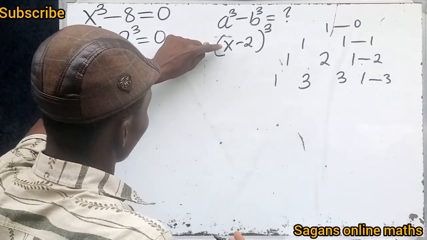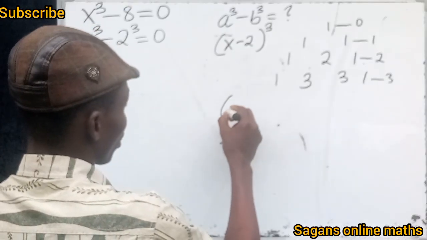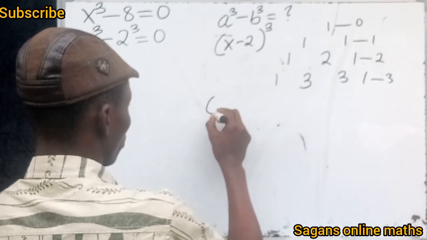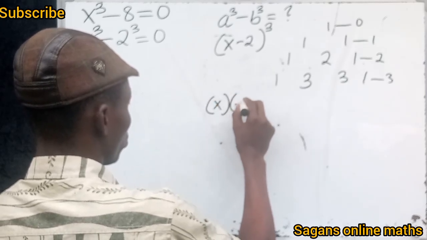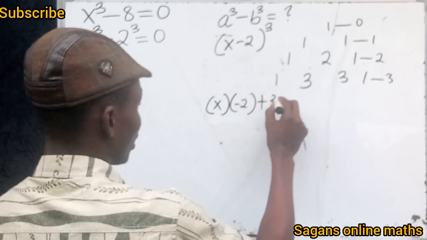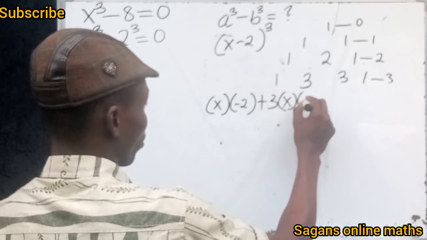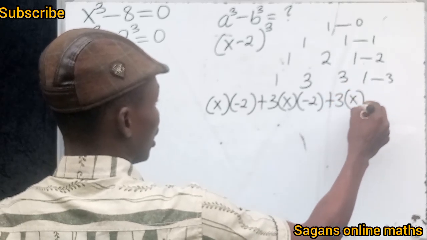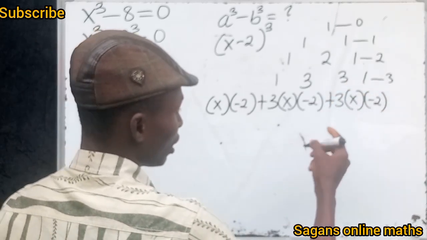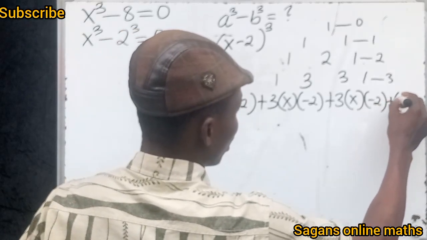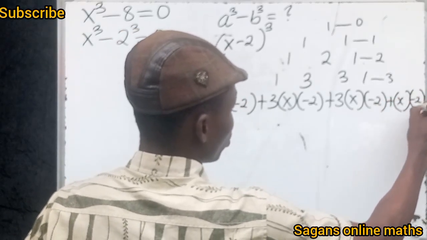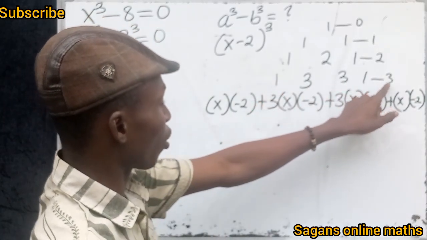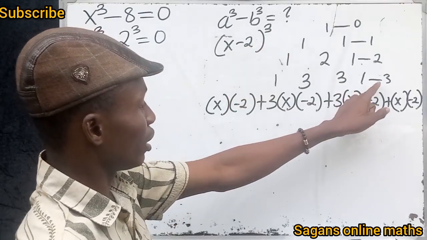Okay, so here I am having x minus 2, right? So you are going to have that this is 1 into x cubed, then plus 3 into x squared into minus 2, then plus this other 3 that's here into x into minus 2 squared, then plus 1 into minus 2 cubed. Now consider all this raised to the power of 3 is this expression you are seeing here.